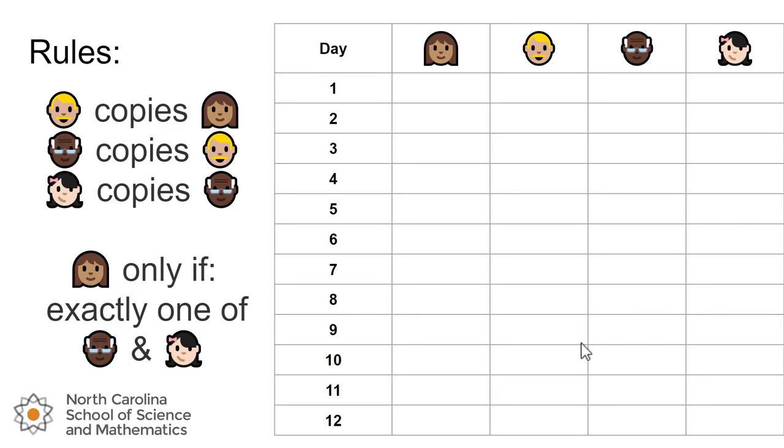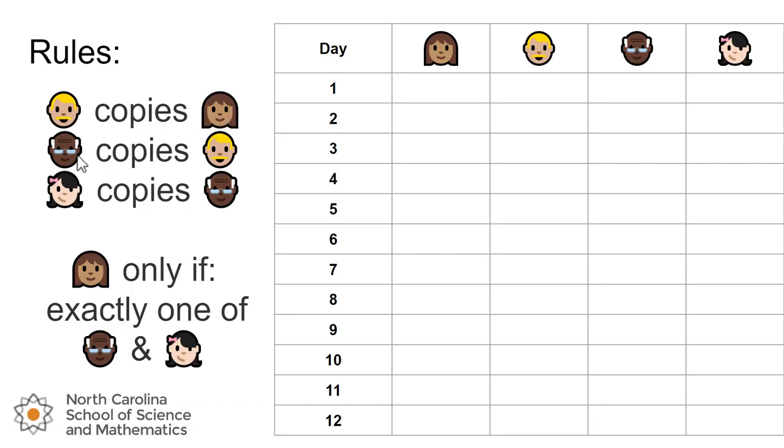We've got our woman with the brown hair. We've got our blonde man with the mustache. We've got the person with the white hair and glasses, and then we've got the woman with the bow in her hair. And they're going to act according to the rules dictated here on the left. So the blonde man is going to copy whatever the woman with the brown hair did the previous day. So if on day 1 the woman with the brown hair wore a hat, on day 2 the blonde man would wear a hat. If on day 1 the woman with the brown hair did not wear a hat, the man with the blonde hair would not wear a hat also.